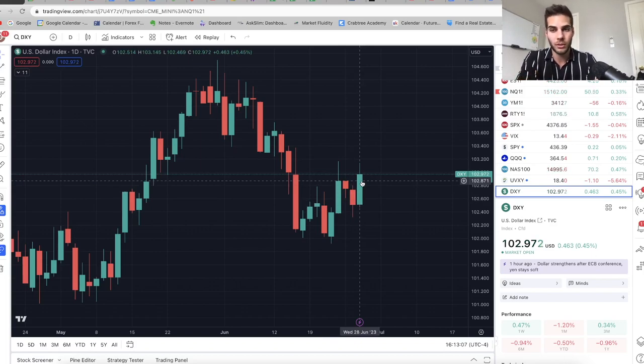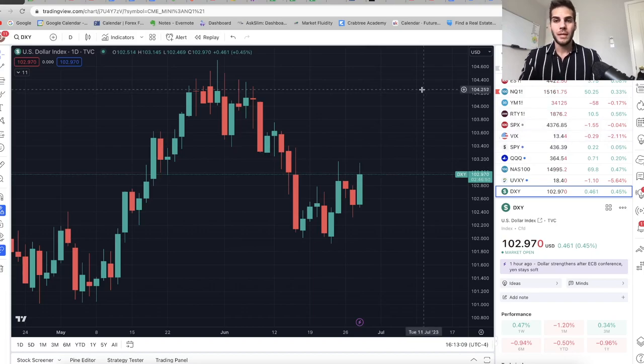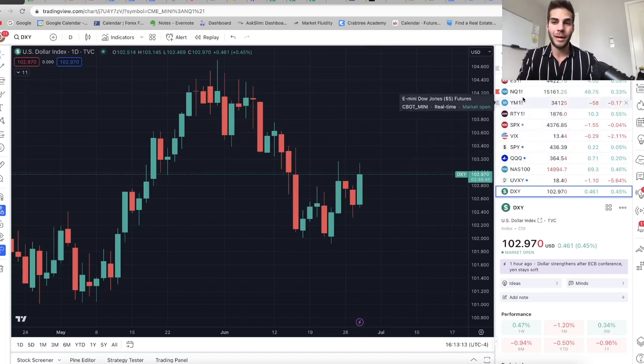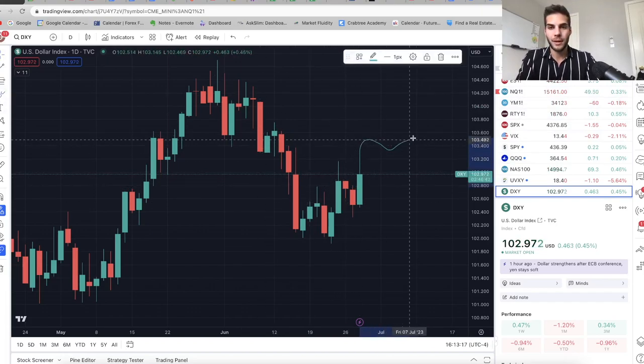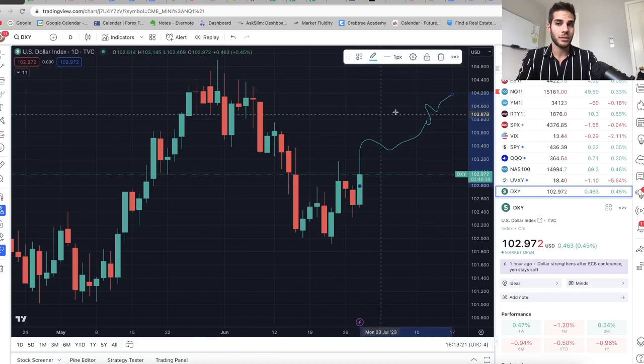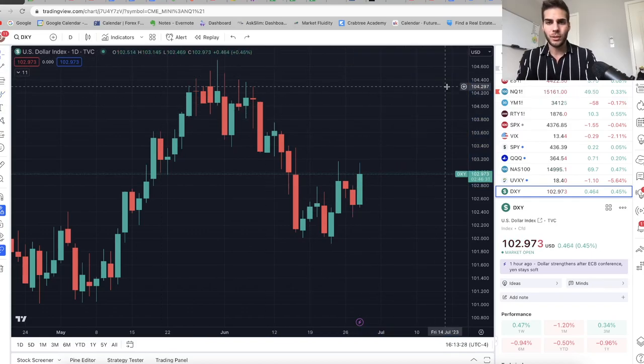Typically speaking, when the dollar is bullish, Nasdaq is weaker. Nasdaq had an extreme rise, extreme rally, so it's at least due for a significant pullback and retracement. So on the dollar, I'm expecting us to trend up, higher lows and higher highs, get into the 104 area, possibly getting all the way to the 105 area. That's what I'm looking for there.